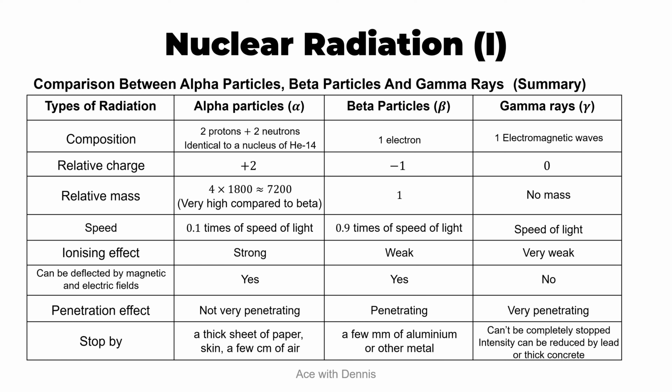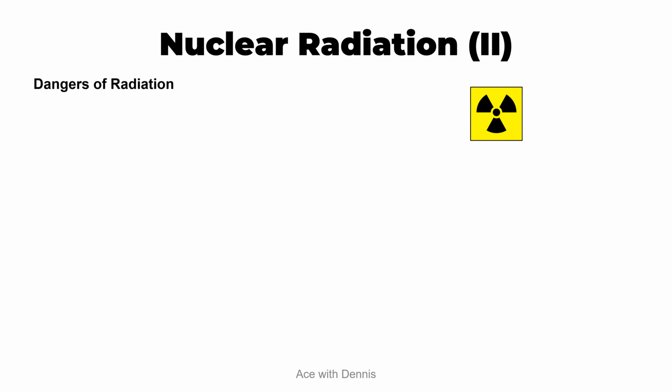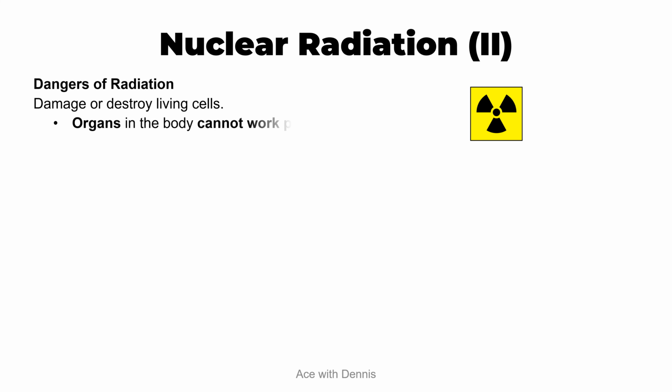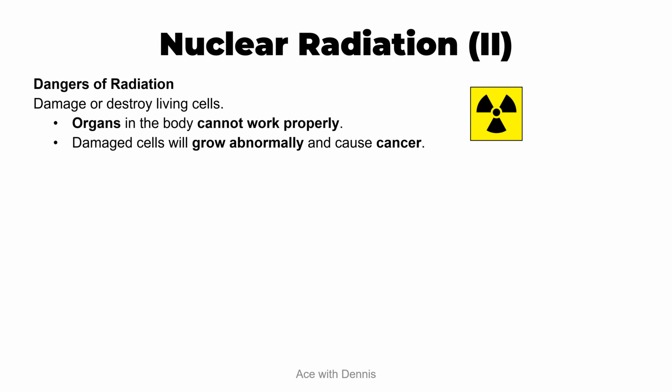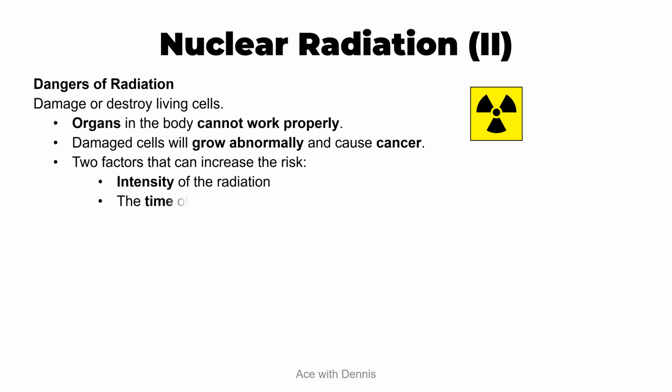Now we enter the topic nuclear radiation part 2. First, let's talk about dangers of radiation. How dangerous is radiation? It causes damage or destroys living cells. Organs in the body cannot work properly, and damaged cells will grow abnormally and cause cancer. There are two factors that can increase the risk. First, the intensity of the radiation. Second, the time of exposure.